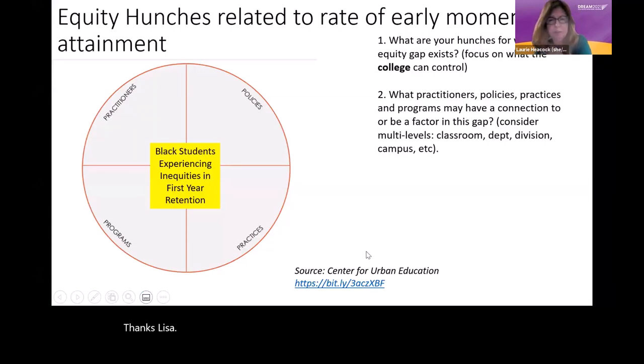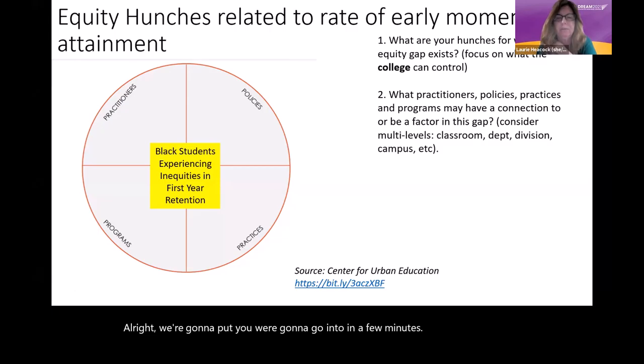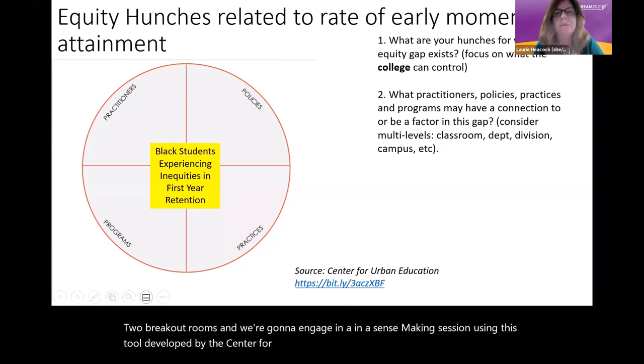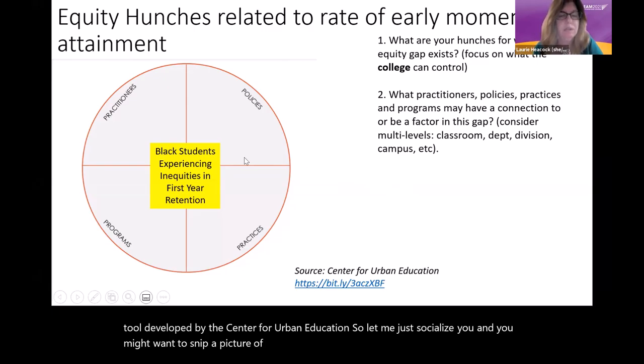All right, we're going to go into, in a few minutes, two breakout rooms, and we're going to engage in a sense-making session using this tool developed by the Center for Urban Education. So let me just socialize you, and you might want to snip a picture of this with your phone.